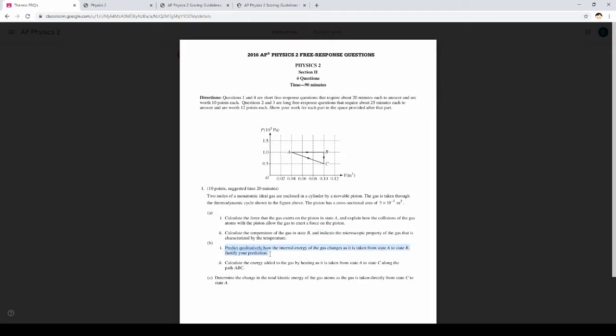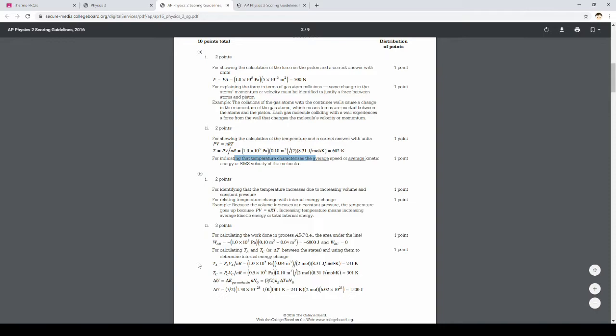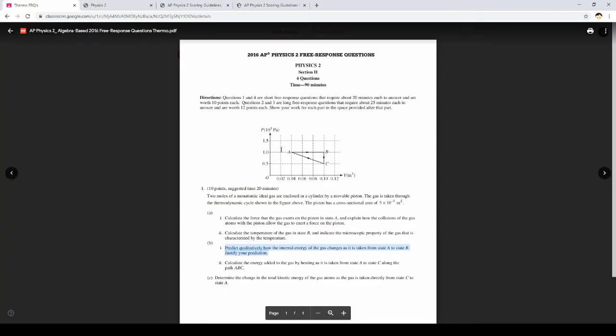Predict qualitatively how the internal energy of the gas changes as it is taken from state A to state B. Justify your prediction. So going from state A to state B, we have to indicate that the temperature is increasing. You'll notice that it said qualitatively, which means we don't use equations. So going from state A to state B, we're going to be on a higher isotherm.